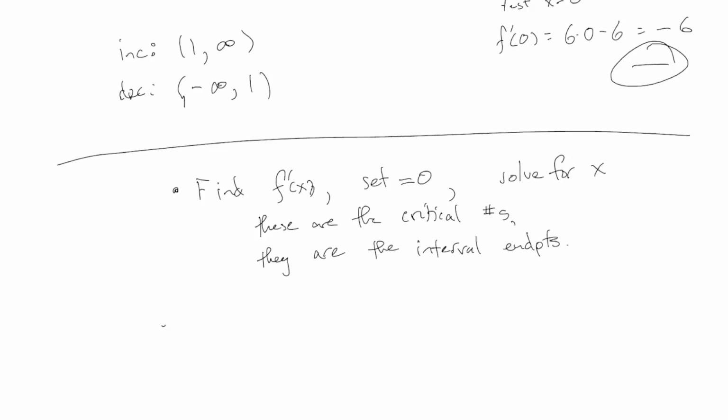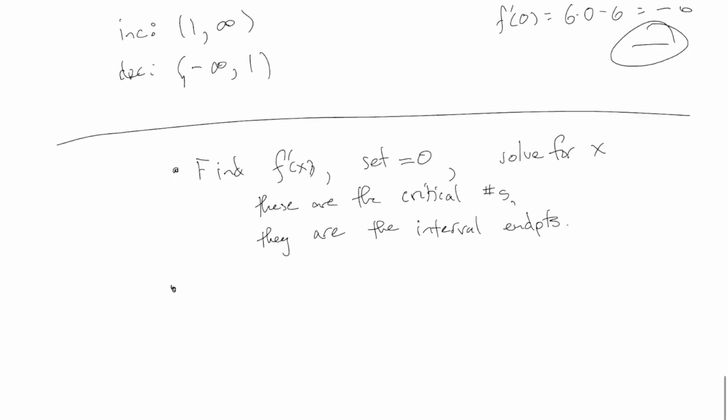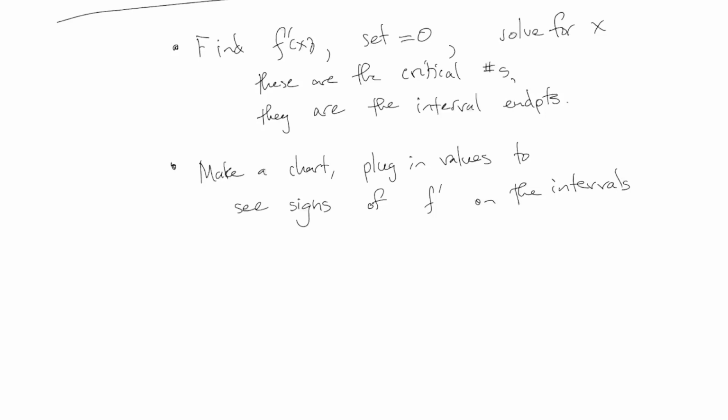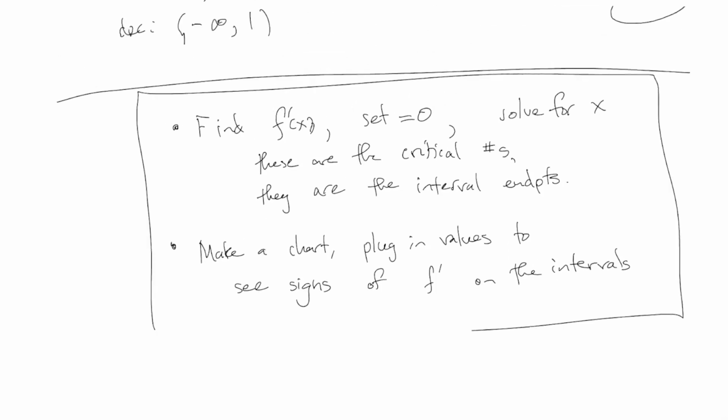All right? And then, so that's sort of the first step. Find the critical numbers. And then the second step is make a chart, plug in values to see, well, I should say to see the signs of f prime on the intervals. This is the strategy. Maybe you could put that in a box. I don't know. If you like boxes. This is how you find intervals where the function is increasing versus decreasing.